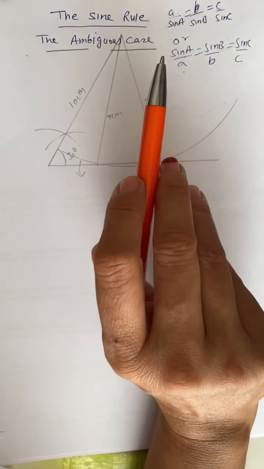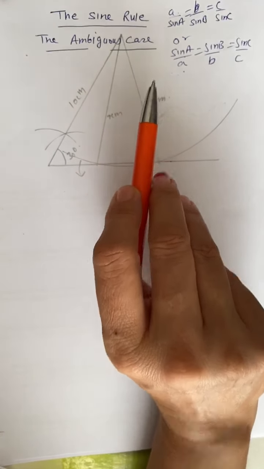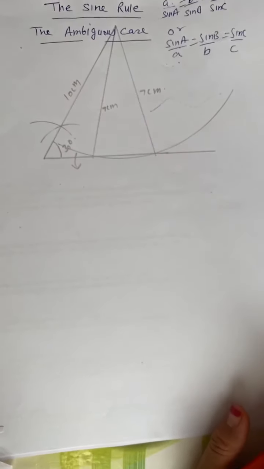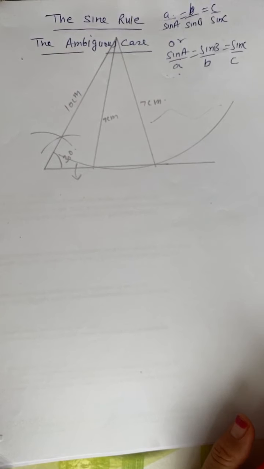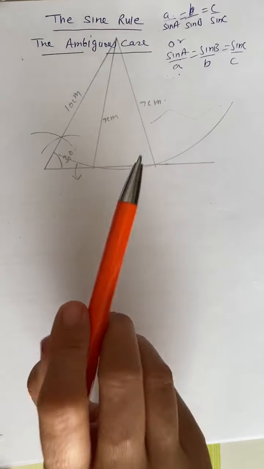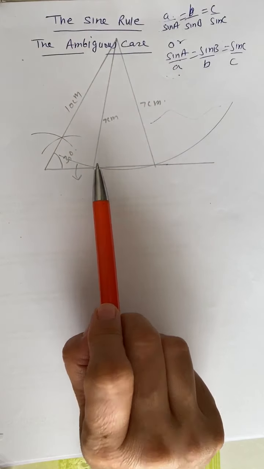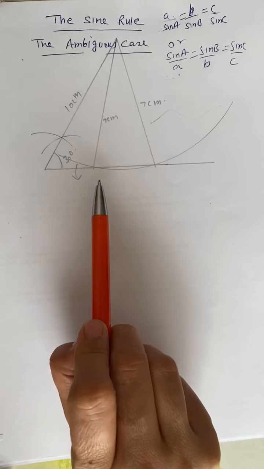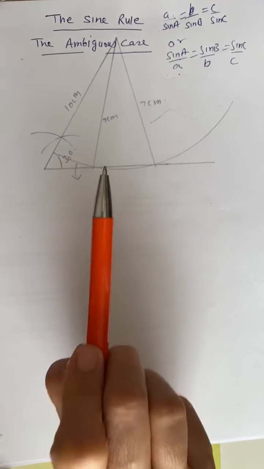The thing which we haven't yet talked about is the ambiguous case of the sine rule. Now, what is the ambiguous case of the sine rule? We are going to talk about it in a minute. So I already drew this diagram, and if you have a compass and a protractor at home, you can also try making it. So I can talk about the process a bit.